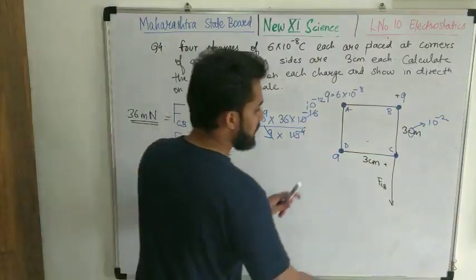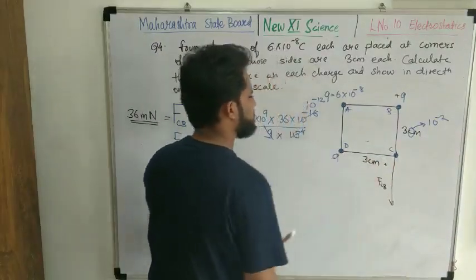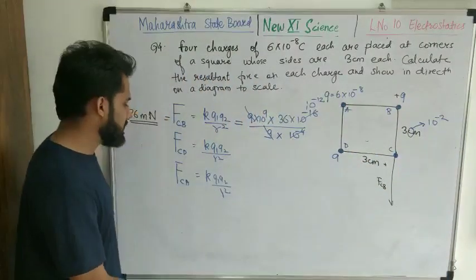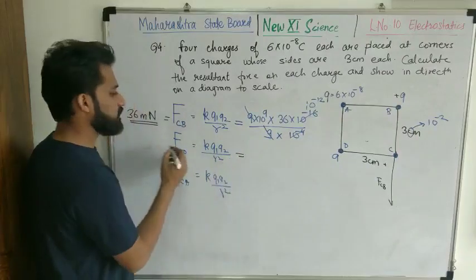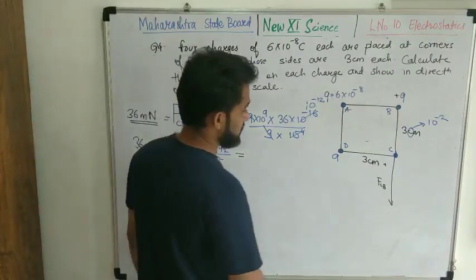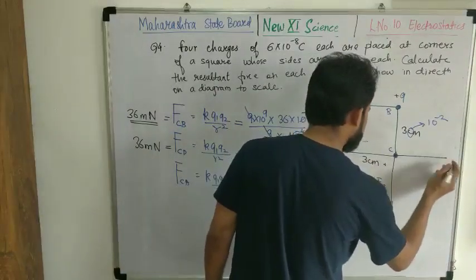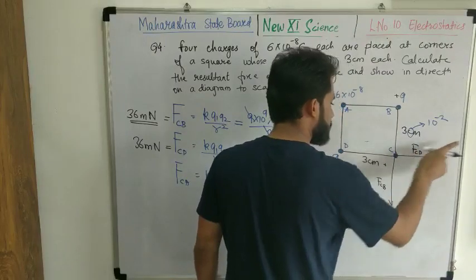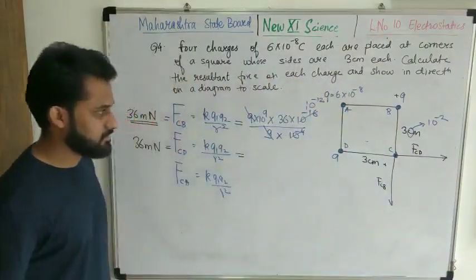Now when you calculate the force between B and C, the whole data will be the same. The charges are the same, the distance is the same. So obviously the force between B and C will also give you the same answer, that is 36 millinewton. So this force will be 36 millinewton, and positive and positive will be repelling. So force CD will also be 36 millinewton in the same direction.